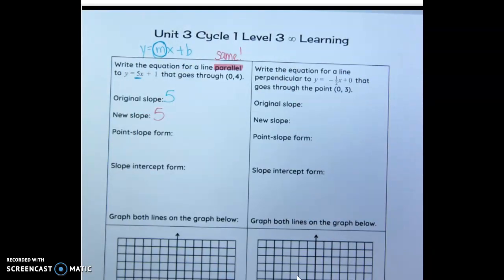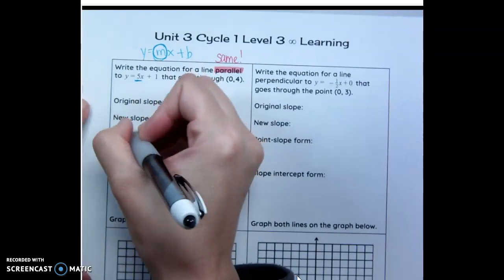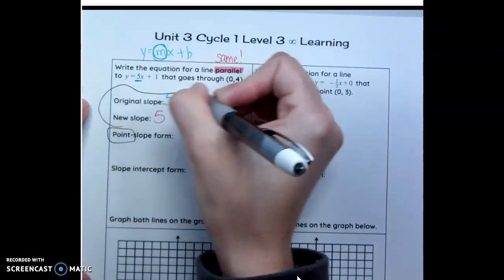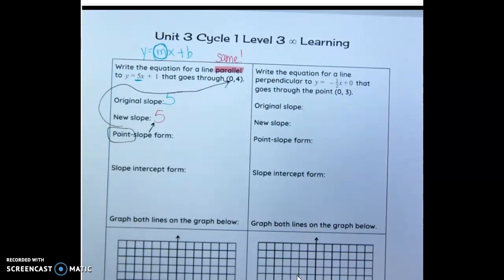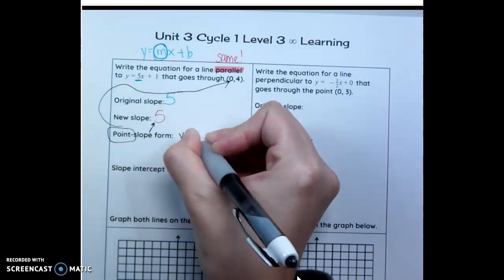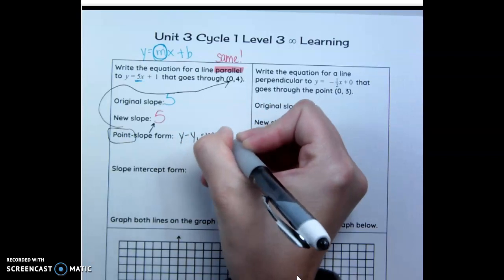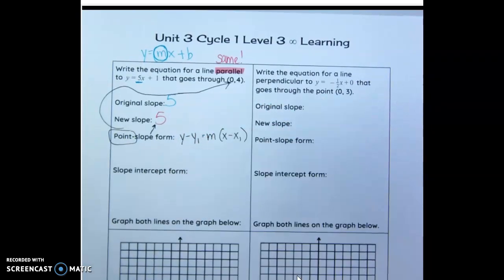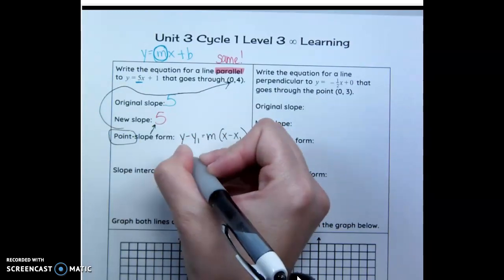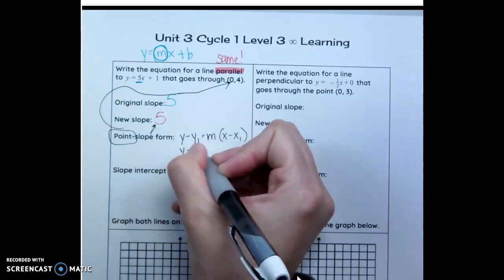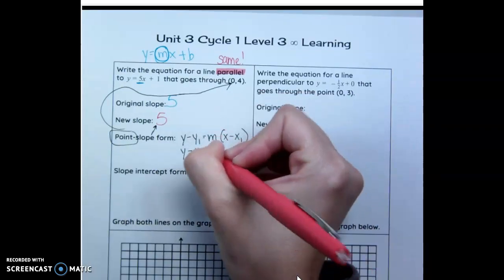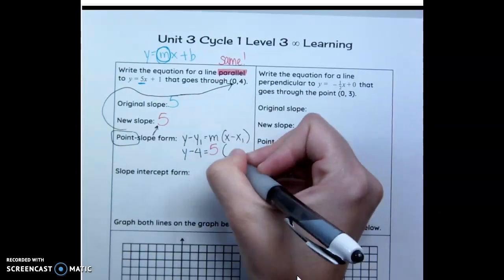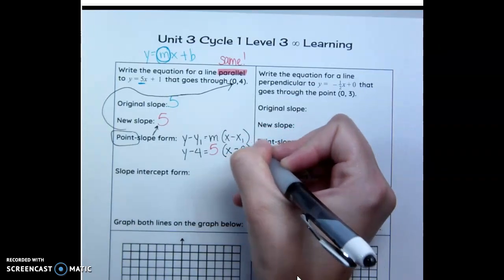Now it wants us to write it in point-slope form. But Miss Smith, what's point-slope form? Well, they give us a point. It's right here. And we know the slope. It's 5. So, we plug in that new point for our equation. So, y minus y1 equals m times x minus x1. And they give that to you on the star. So, y minus 4 equals, and then our new slope is 5, and then it's x minus 0.